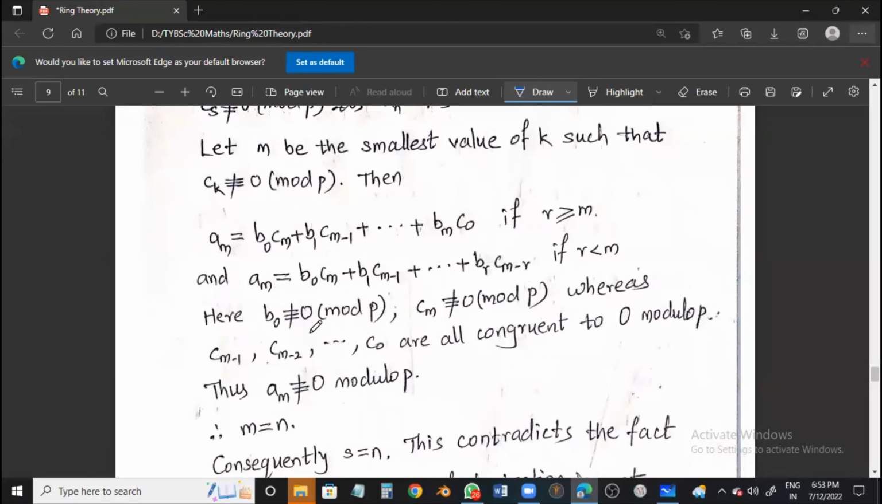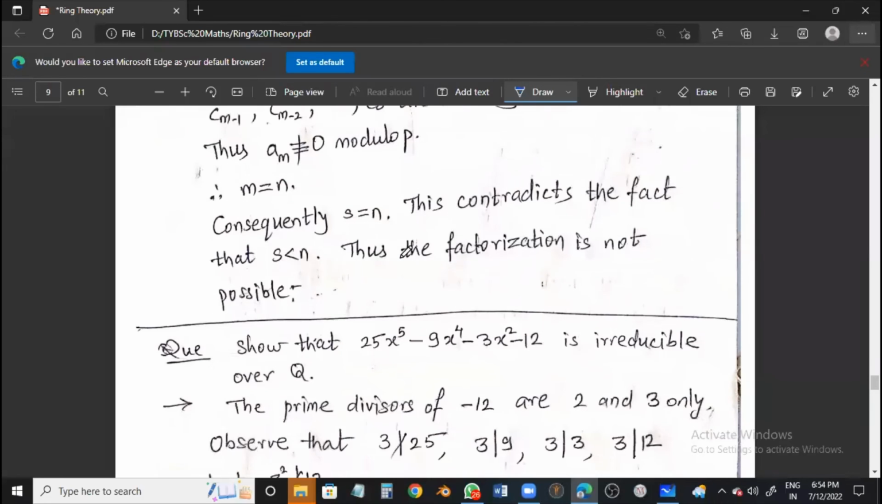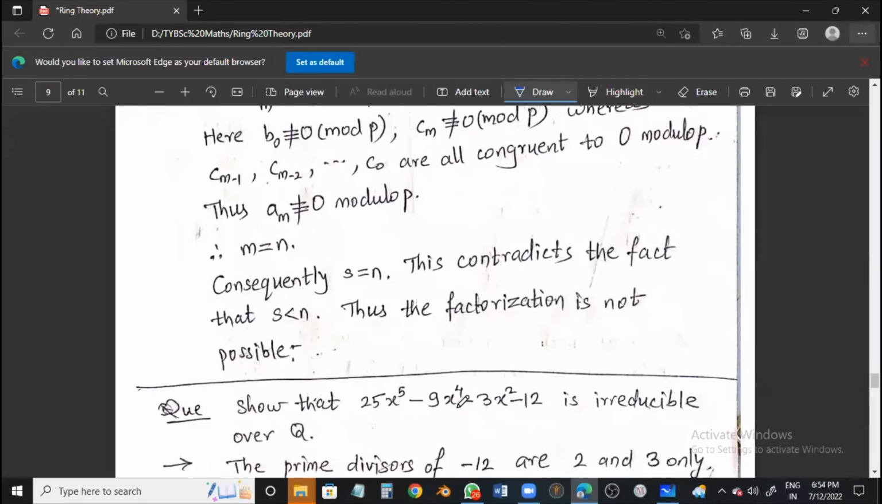Now, b_0 is not divisible by p, c_m is not divisible by p, but the smaller ones, they are all congruent to 0 mod p, means they are divisible by p. So a_m not congruent to 0 mod p will mean that m must be equal to n. If m is equal to n, what do we get? Factorization is not possible. So it becomes irreducible. So I hope you'll take it down and we will talk of it if you require. So anything you want to say?